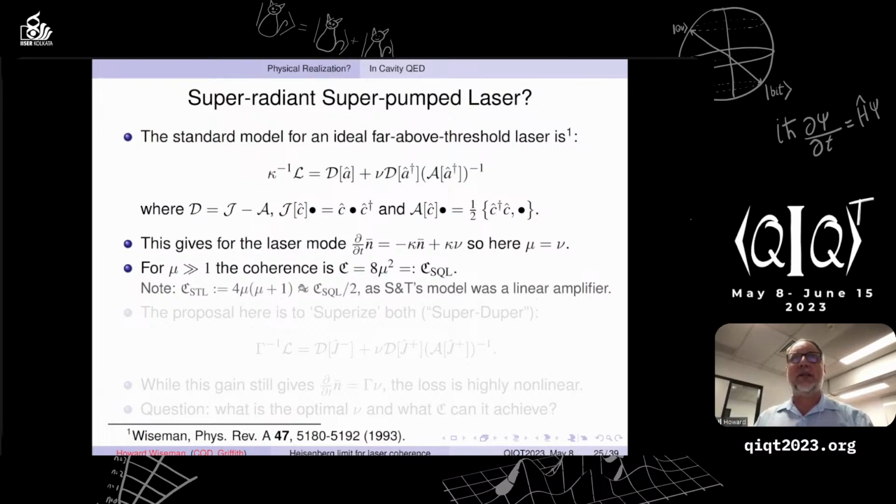So it turns out that that's what the Schawlow-Townes limit means, which is the same power law, but a different coefficient. Okay, so that's just all standard lasers.